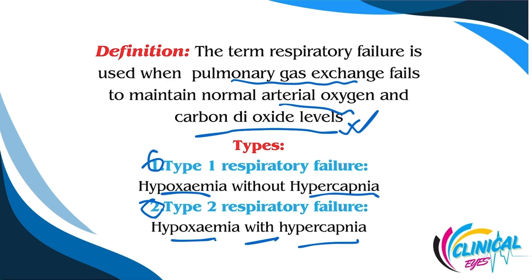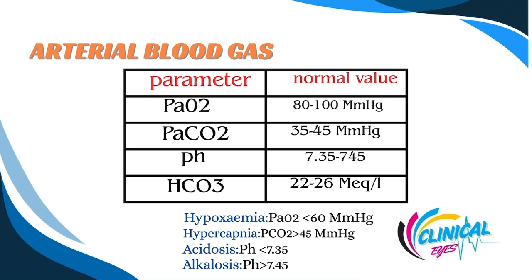Now I would like to explain the normal levels of arterial blood gas. The normal level of partial oxygen is 80 to 100 millimeter of mercury, and the normal level of partial carbon dioxide is 35 to 45 millimeter of mercury, and the normal level of pH is 7.35 to 7.45, and bicarbonate level is 22 to 26 milliequivalent per liter.